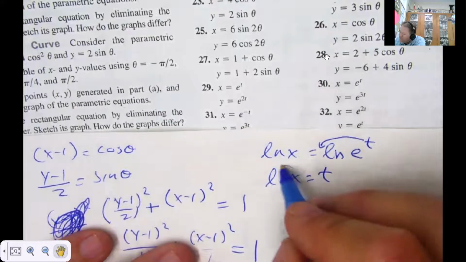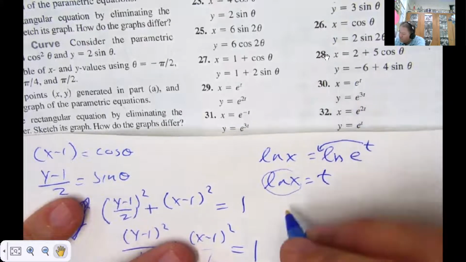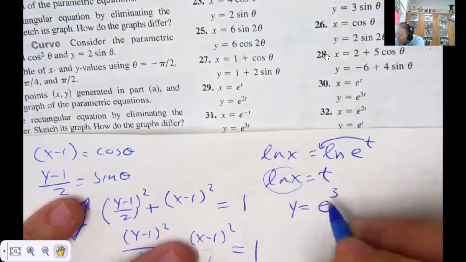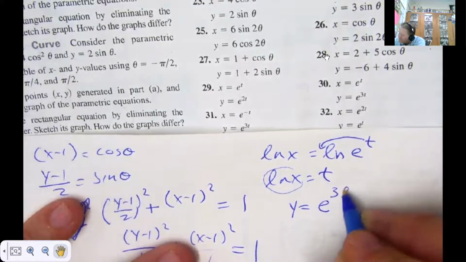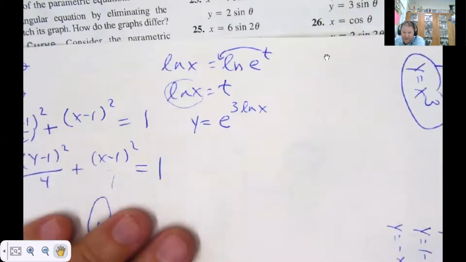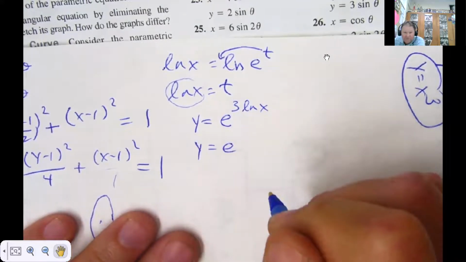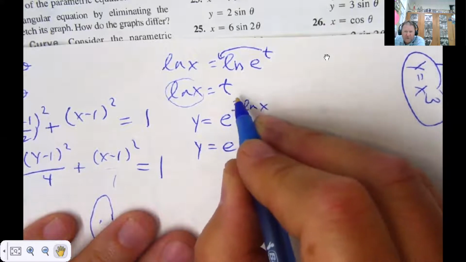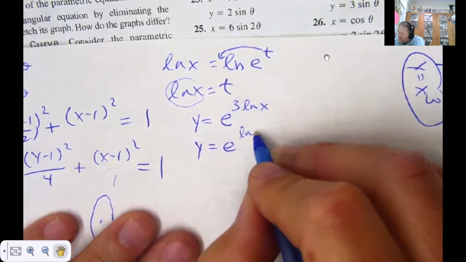Now I'm going to substitute that value back into this equation. It's going to get kind of rough here. It's going to be y equals e to the 3, and then for t, I'm going to put the natural log of x. So far, so good. Got to continue on with our laws of logs, and I'm going to use the exponent rule again, which means that 3 is going to go as the exponent. This would be e to the natural log of x cubed.